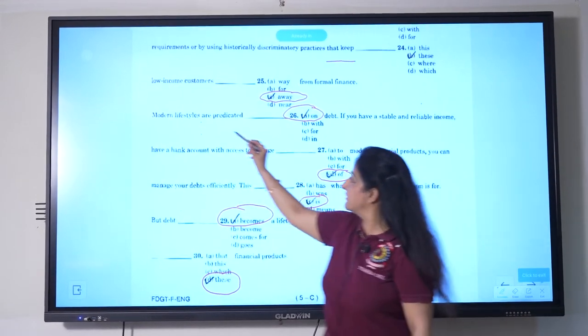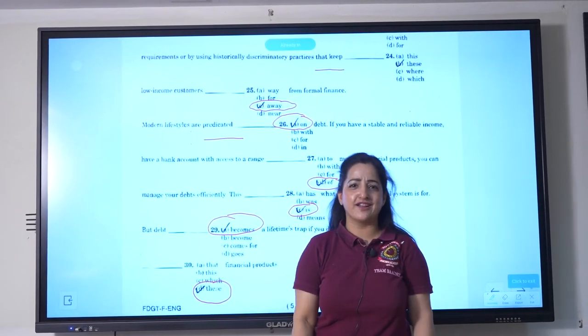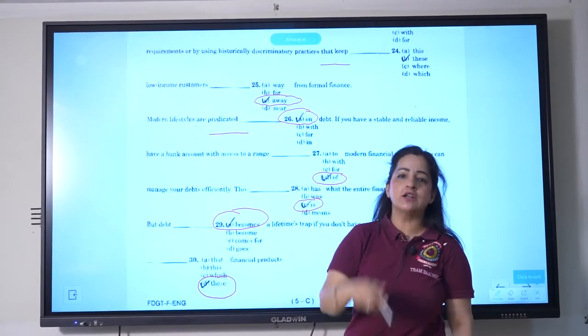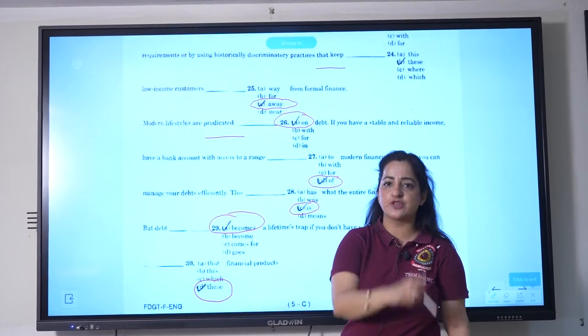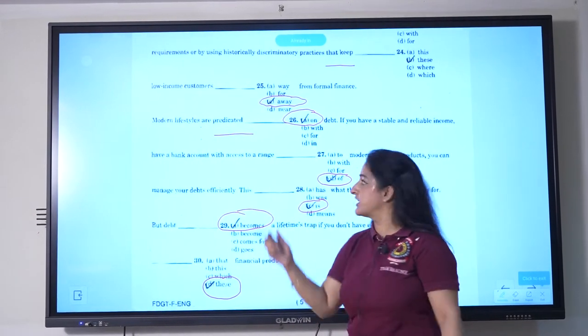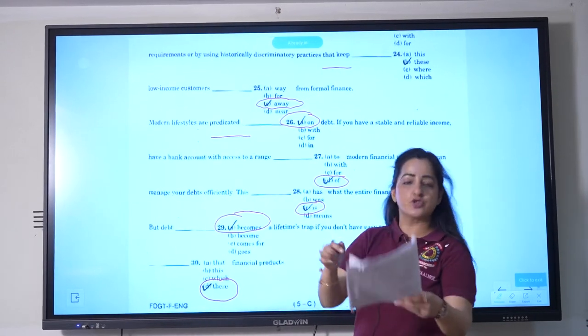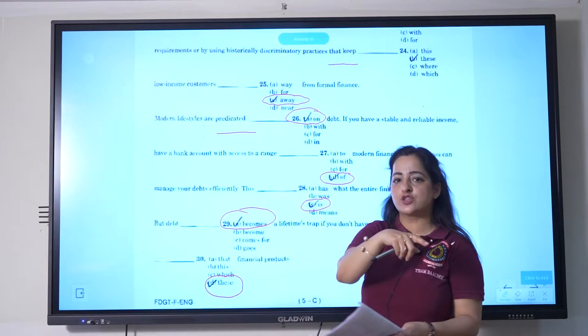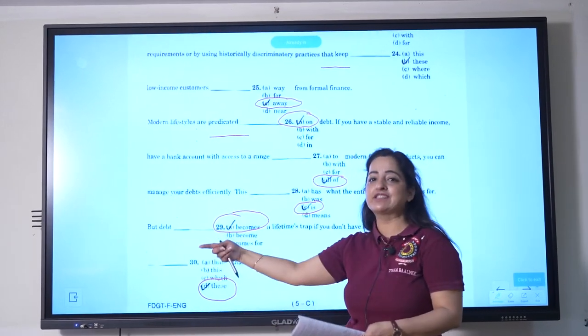Modern lifestyles, look at this word. It's not predicted, it's predicated. Modern lifestyles are predicated on debt. Fixed preposition after predicate, we always use on. Now what's the meaning of predicate? Predicate means if one situation is predicated on another, it means that the first situation can be true only if the second one is true.